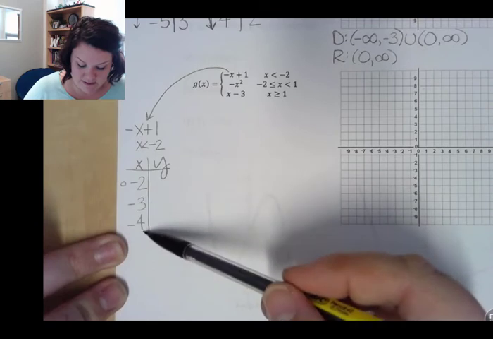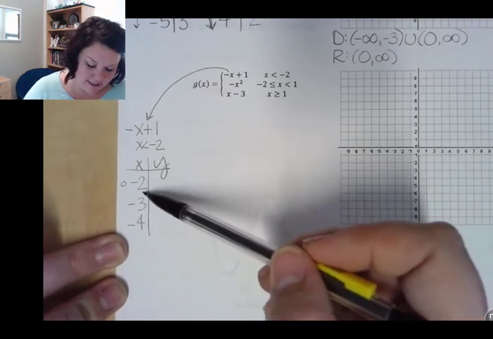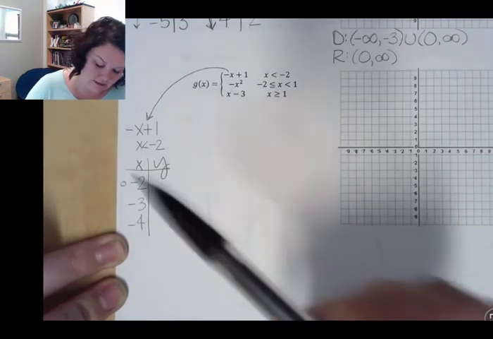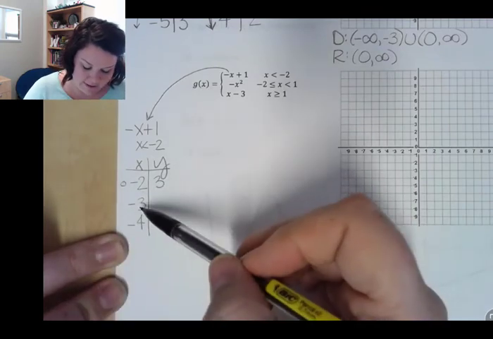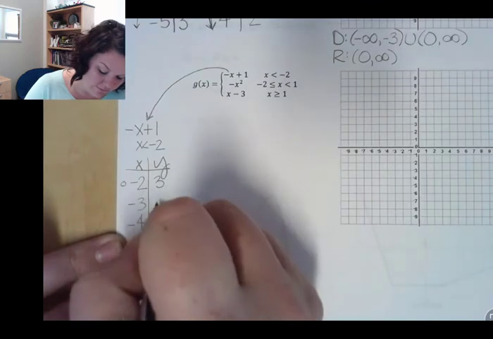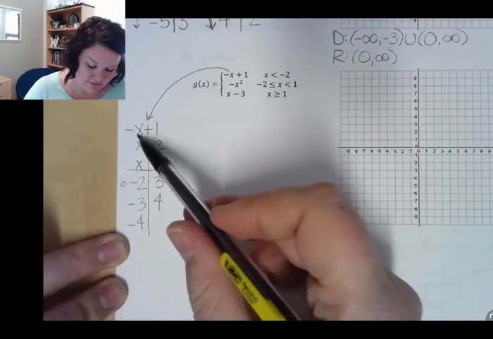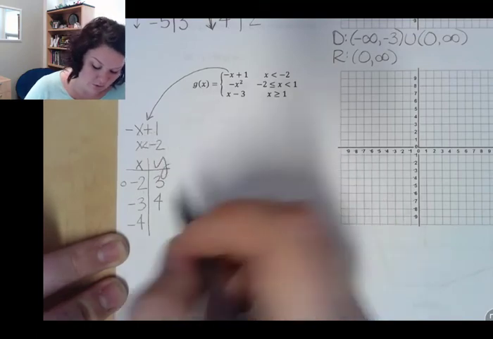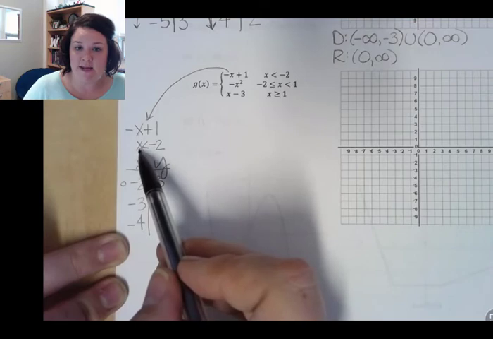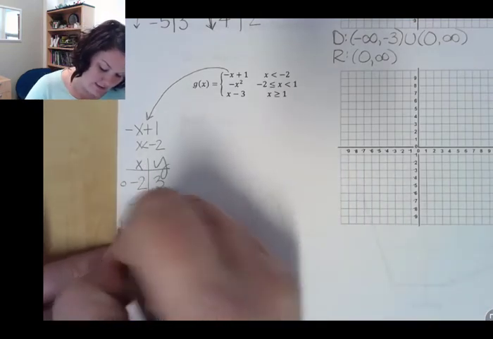So all 3 of these numbers, I'm going to plug into that piece. So when I plug in negative 2 into negative x, that makes it a positive 2, plus 1 is 3. When I plug in negative 3 into a negative x, that makes it a positive 3, plus 1 is 4. When I plug in a negative 4 into a negative x, that makes it a positive 4, plus 1 is 5. Now, there's no endpoint on this. This says that my x's can be anything less than negative 2.